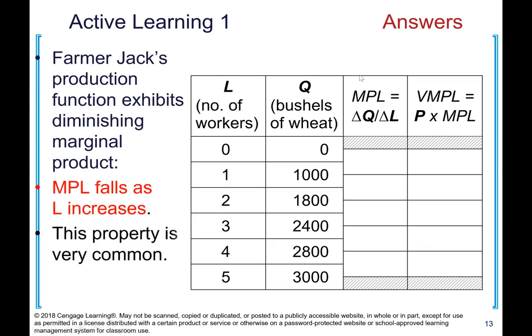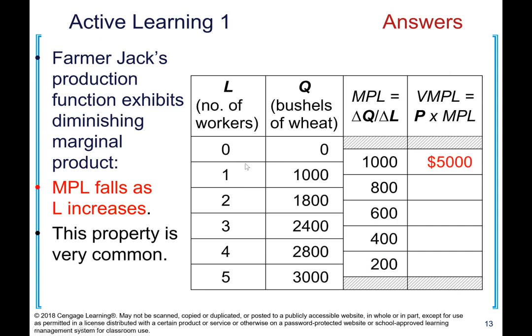So, Farmer Jack's production function exhibits diminishing marginal product. As you can see, marginal product goes from 1,000 to 800 to 600 to 400, as we saw in previous chapters. So marginal product falls as labor increases. This property is common in just about every production.